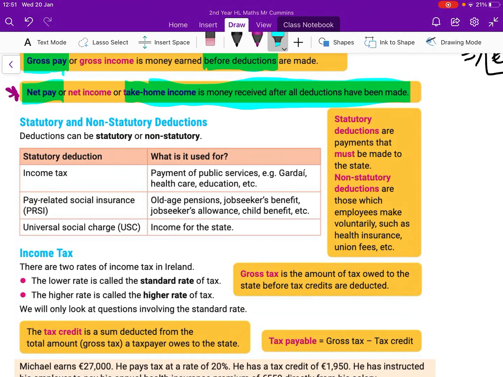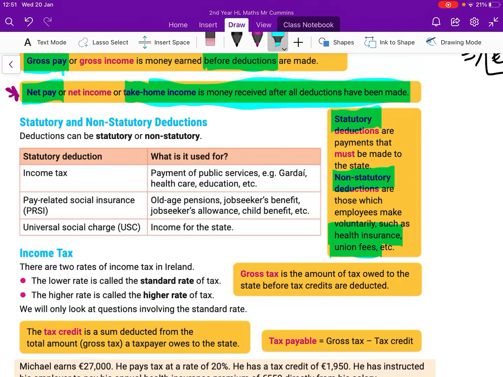So you have two different types of things. You have statutory ones. So they must be made. The things like paying PAYE, paying your tax, that has to be paid. And then you have non-statutory ones. So things like you might like to pay your VHI health insurance, you might like to join a trade union. There's lots of things that can be taken out of your wage that you choose to have taken out of your wage.